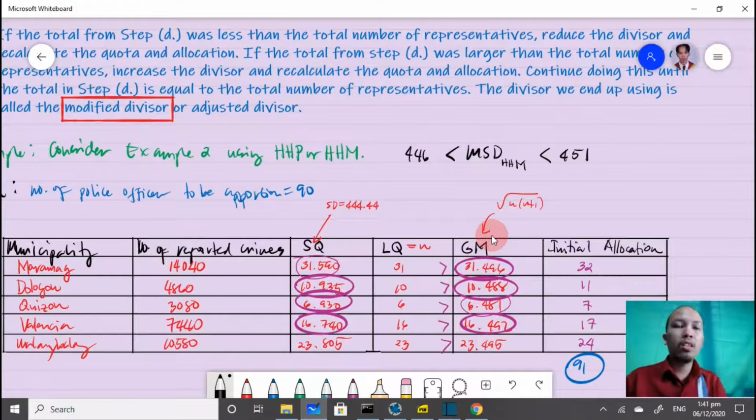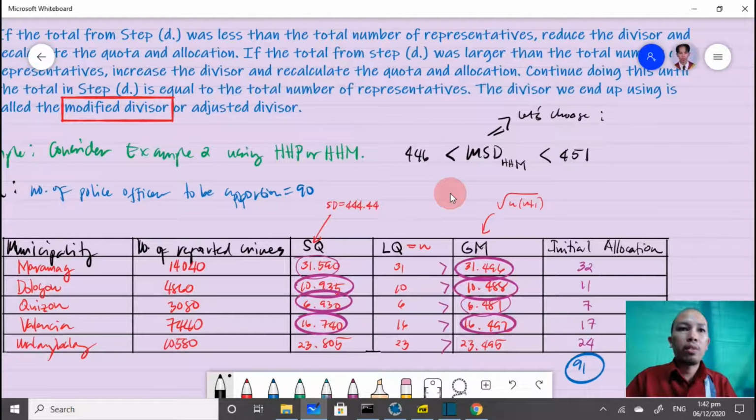451. That's how you are going to get the modified standard divisor for the Huntington-Hill apportionment principle. Here let me choose, for example, 450. Let's try 450 and then recalculate again. I'm going to erase this one first and then come back later. So we just wait.